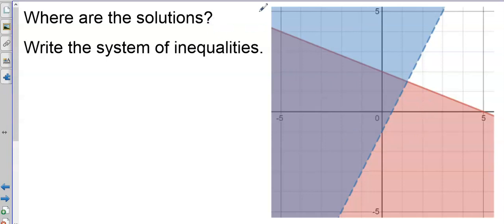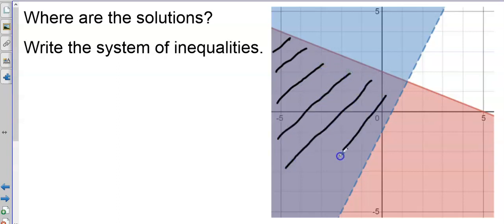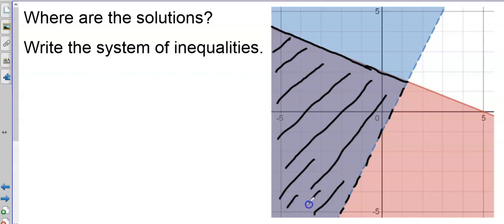The first question asks, where are the solutions? So the solutions are in this double shaded region. So any of the points in this double shaded region over here, which is kind of a darker purplish. So all of these points in here, they can also be on this boundary line, but they cannot be on this dotted boundary line. Can't be here. So any of these points in the double shaded region are solutions to the system of inequalities because they will satisfy both inequalities.